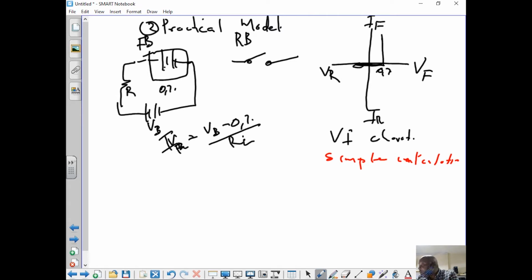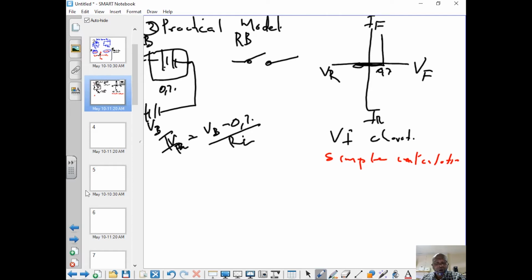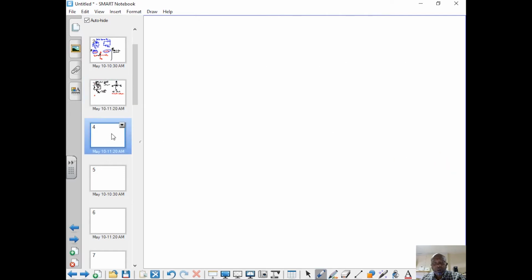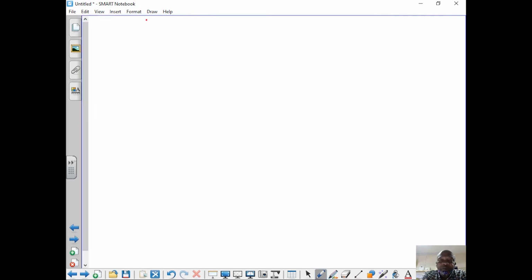But remember, in the real model of a diode, this line is not straight like it is here on this practical. Now we have another model to accommodate that. I'll be looking at it, the third model. Now what do you call this? They call it the complete model.